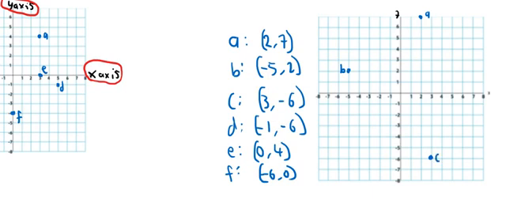D is minus 1, minus 6, so I'm going to go to minus 1 on the x-axis and minus 6 on the y-axis, and put my point down there. E is 0, 4, so I'm going to 0 on the x-axis, so I'm not really going left or right, but I'm going up 4 because 4 is the y-coordinate. So E is there. And then F, minus 6, 0, I'm going to minus 6 on the x-axis, and then I'm not going up or down, so I'm staying there. So that is the point F. Okay.